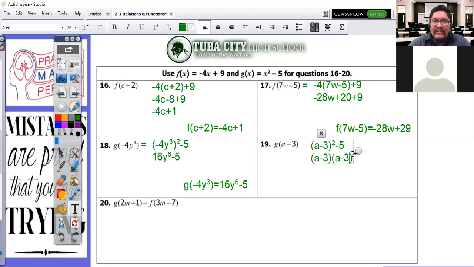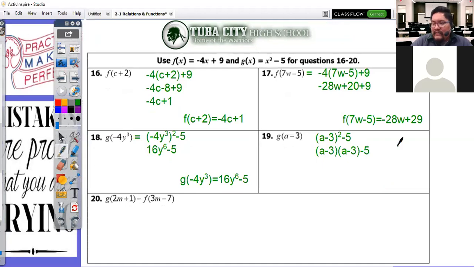But basically, when you see a power on a parenthesis, and there are two elements or more in that parenthesis, that means you have two groups. So here I have a group of a minus 3, but it's squared, so that means I have two groups of a minus 3. Now from here, you're going to have to use something that we call FOIL.